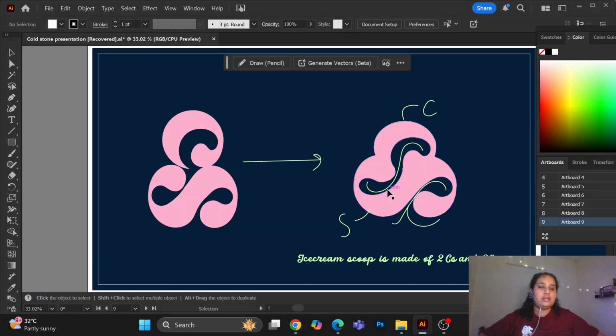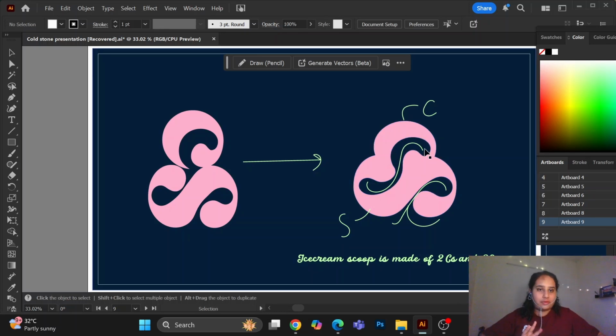I have merged it. Okay, so it looks like there are three scoops, two below and one on top of it. So there are three scoops stuck together, which is going to be either in an ice cream cup or in a waffle, anything.